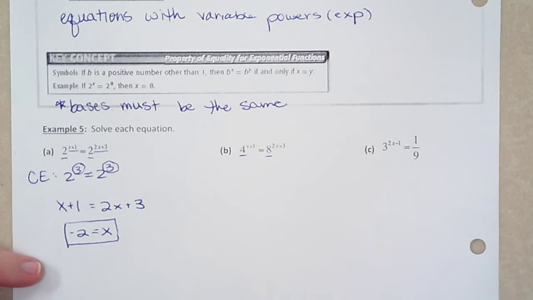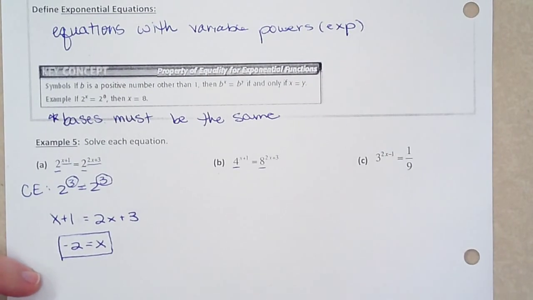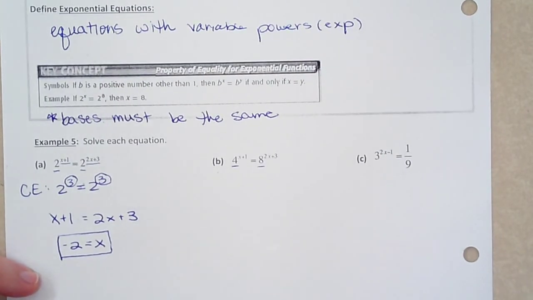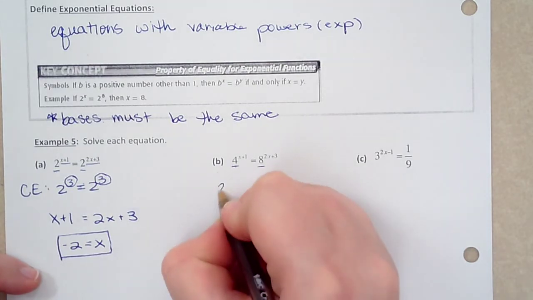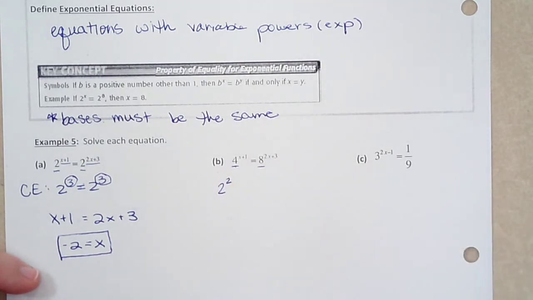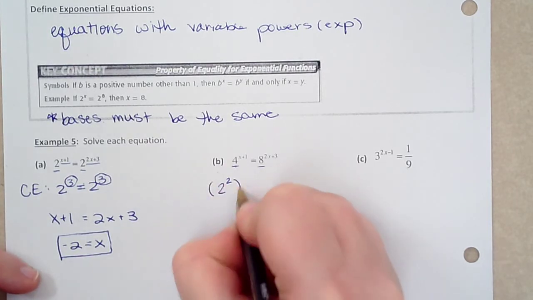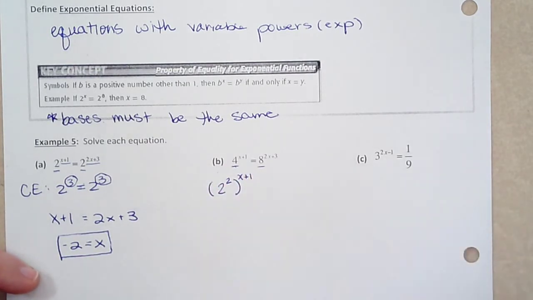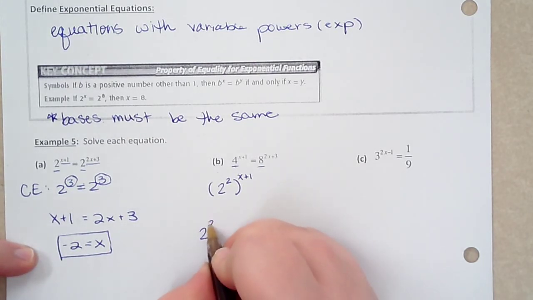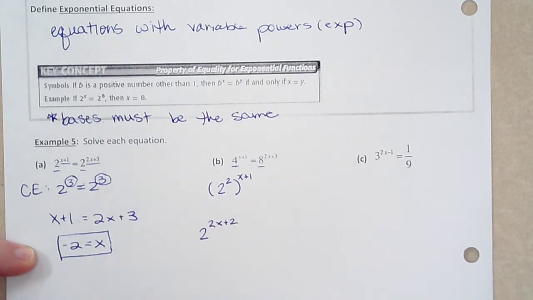So that doesn't mean that we can't do this problem. It just means that we have to change the way it looks a little bit before we start solving. And the way we're going to do that, what is another way to write a 4? We could write it as 2 squared. So if we write 2 squared to the x plus 1, we know that we can simplify that exponent. We can simplify it, in fact, to 2x plus 2.